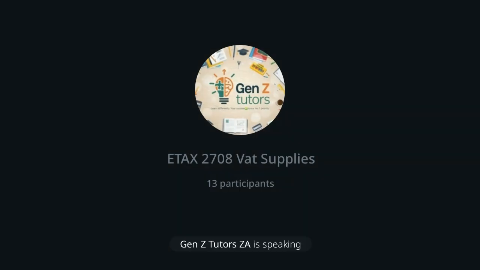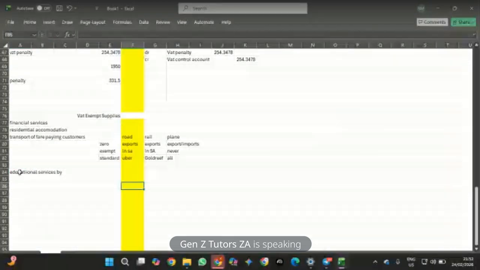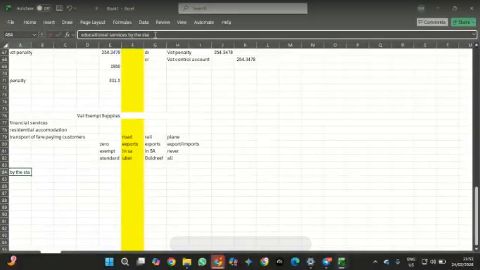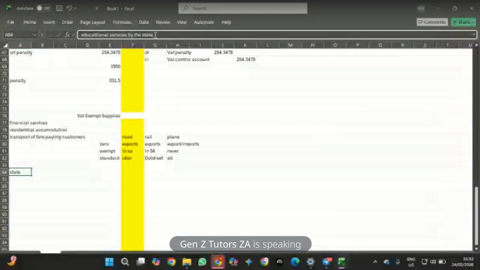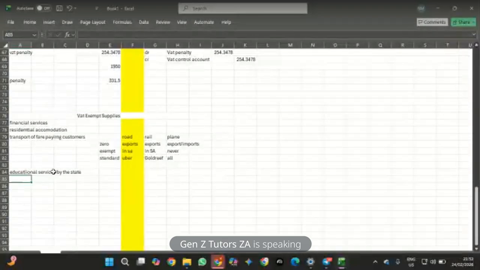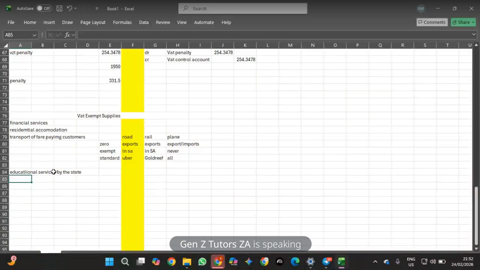Okay, educational services by the state. Actually, let me just say this. Any educational service by the state, whether it's government school or what, or it's a university, college, those things are zero rated. And any service that is offered by the university itself, which is paid for by you as a student in the form of tuition fee, it is also at the very same time exempt, right?